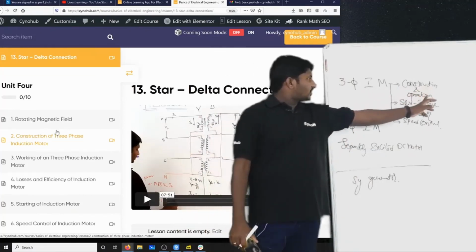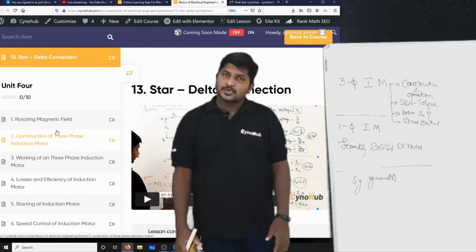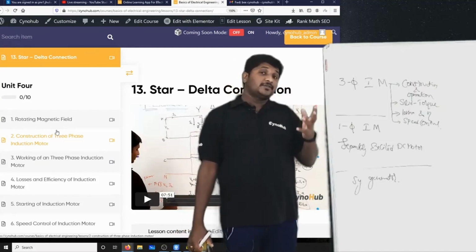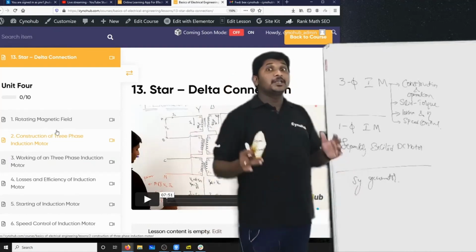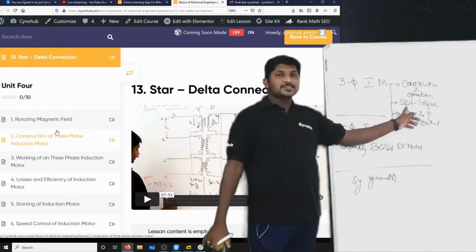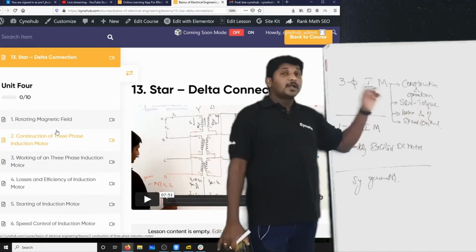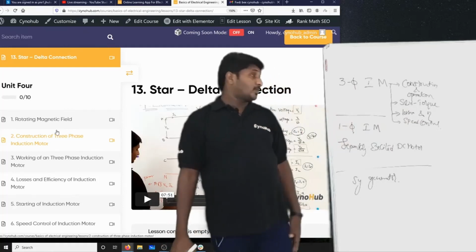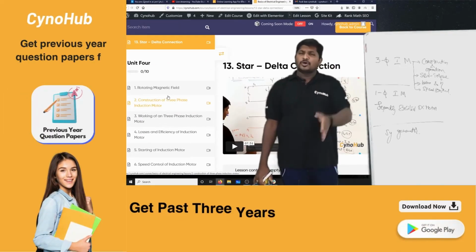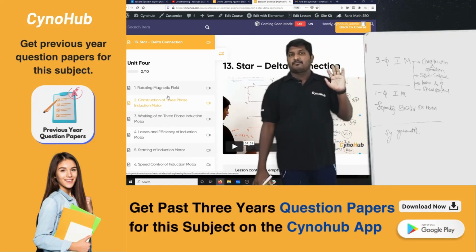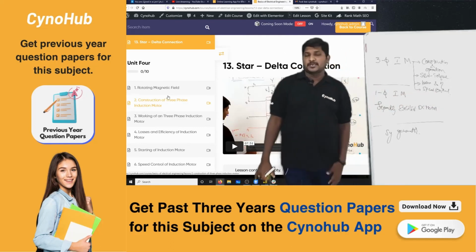Now, construction and operation is one question, or they will ask the operation of a three-phase induction motor or construction of a three-phase induction motor with neat diagrams. Okay, remember that, neat diagrams. Next one is slip torque characteristics. The slip torque characteristics means they will ask you directly to draw the slip torque characteristics. You have to draw the slip torque characteristics, that's it. Okay, and speed control, you have 2 or 3 methods of speed control.